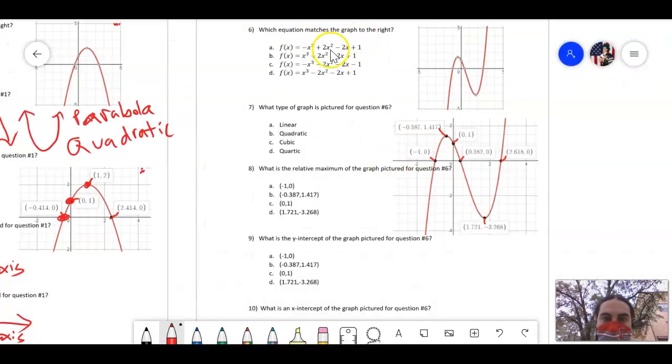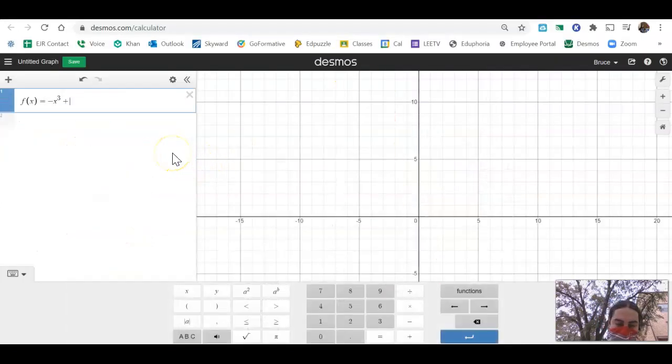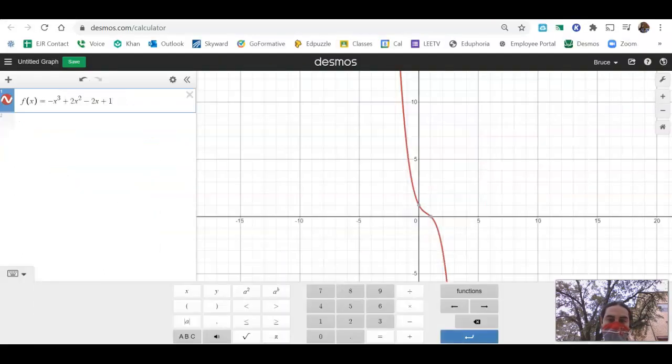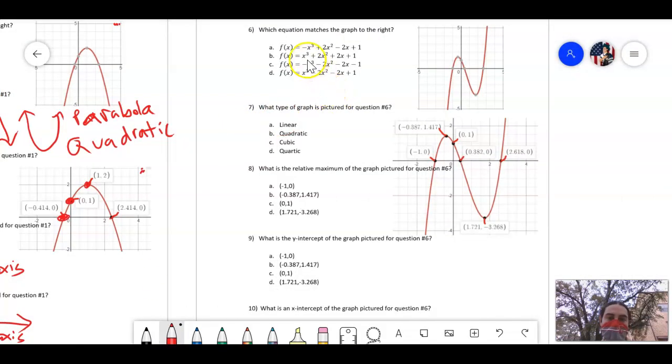All right, next one, plus 2x squared minus 2x plus 1. Plus 2x, here's my squared button right here. And then we have minus 2x plus 1. Okay, so I graph it, and then I compare it to the graph. Now this one goes up and down like that. And I look at this graph, and it does not match. It does not look nearly that long. So let's try the next one.